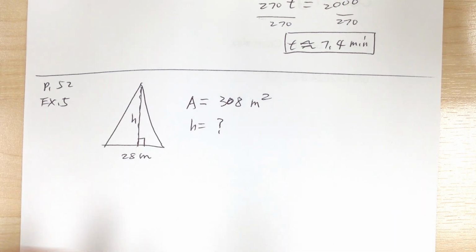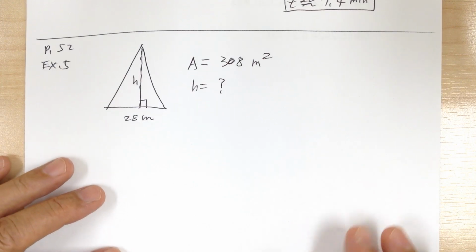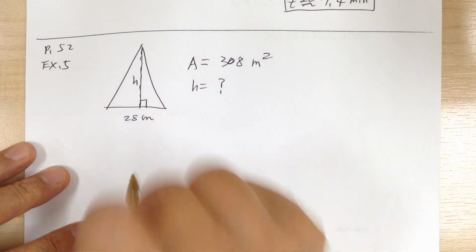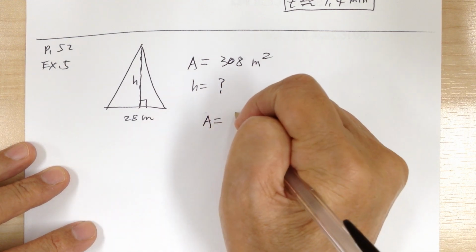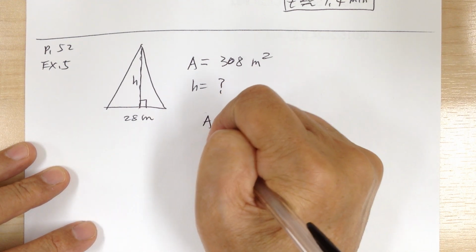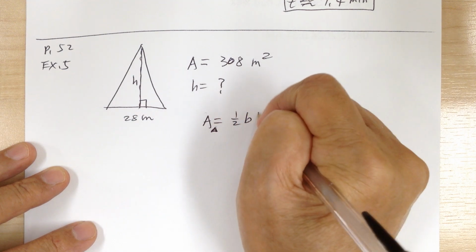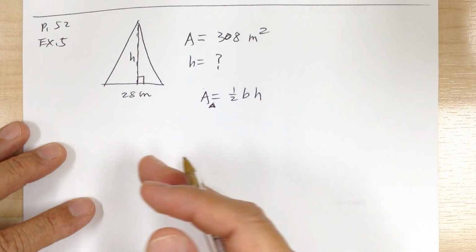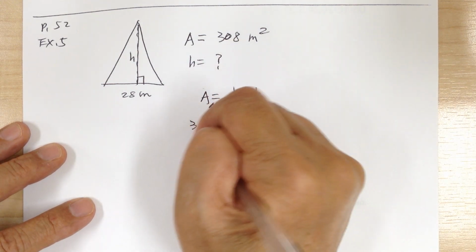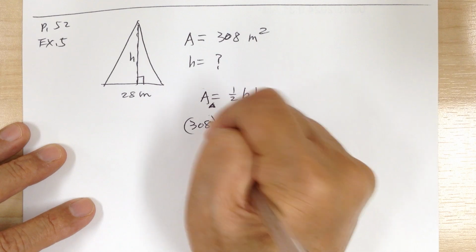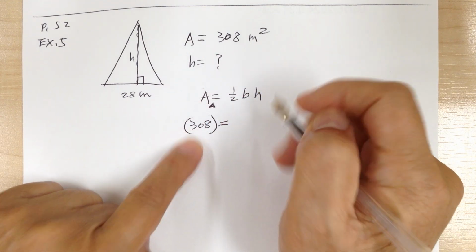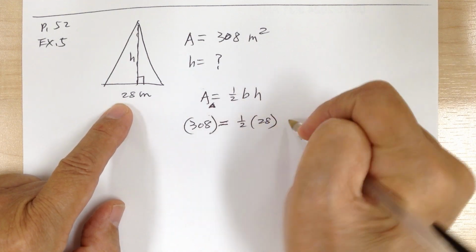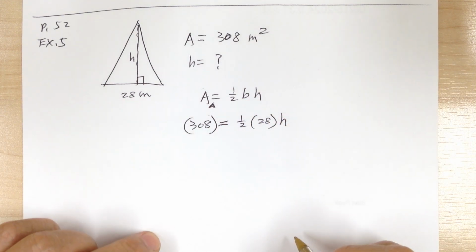Okay. Now, once you got that, then you can just try to solve. Now, since it's talking about area of a triangle, you start with your formula. You can always start with your formula. So area of a triangle equals 1/2 base times height. Okay. So write down your formula. Then after that, you substitute whatever you know. So area is 308. And whatever you substitute, you put in parentheses. That way people know that this came from substitution. Okay? And base is 28. And the height, that's what you're looking for.